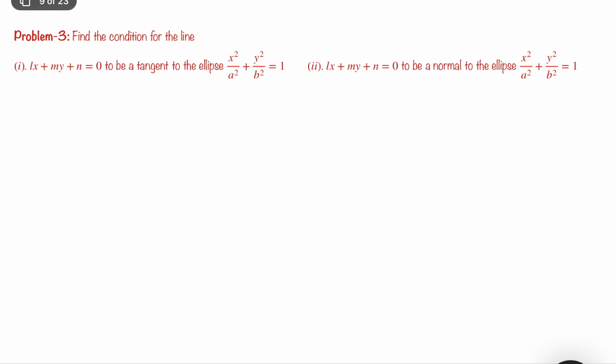Problem 3. Find the condition for the line Lx plus My plus N equal to 0 to be a tangent to the ellipse x square by A square plus y square by B square equal to 1. This is the first question. The next question is, find the condition for the line Lx plus My plus N equal to 0 to be a normal to the ellipse x square by A square plus y square by B square equal to 1.